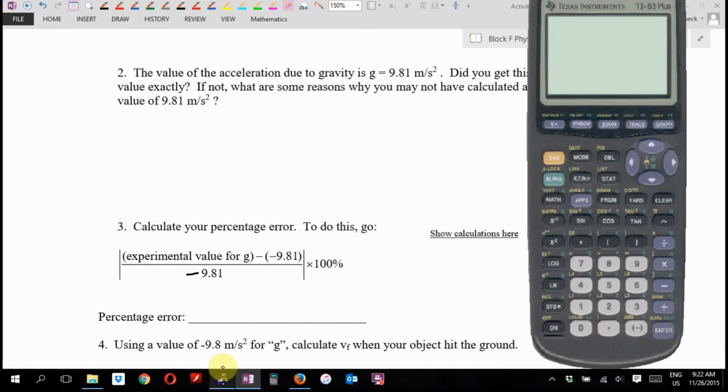Let me just walk you through it. For example, let's suppose I ended up getting an answer of 8.8. I would go like this: negative 8.8 minus negative 9.8, close bracket, divided by negative 9.8. I'm going to ignore the negative, times 100%. I have 10.2% error. Your value minus the actual value, divided by the actual value, and then to change it into a percentage, times 100. This is sort of like calculating your average on a test, except we're calculating the average that you're off by.